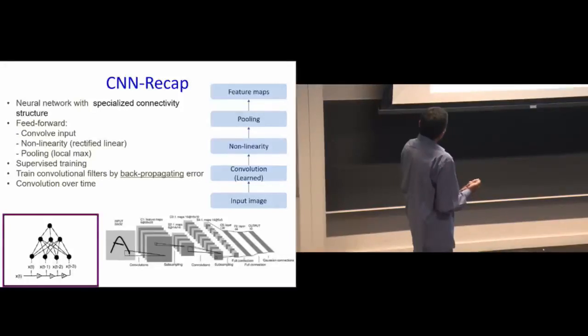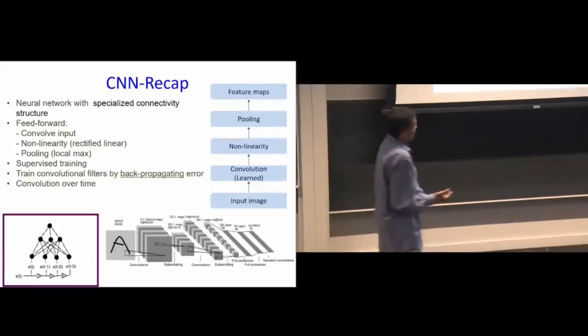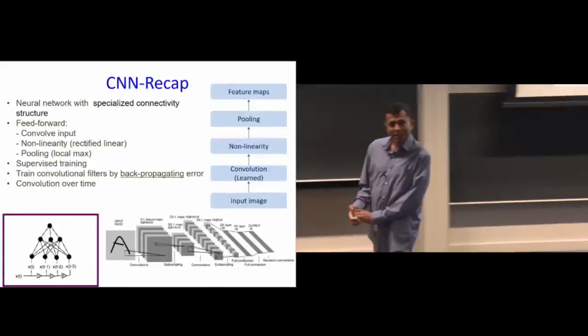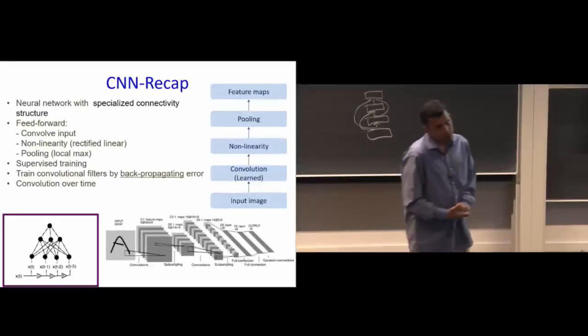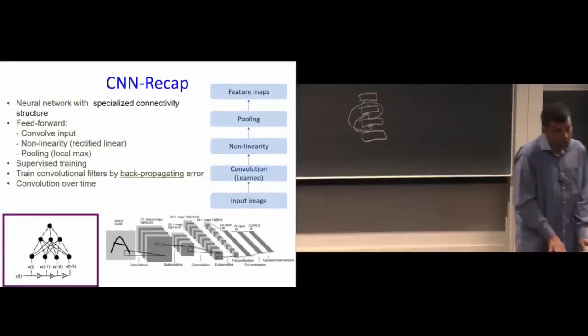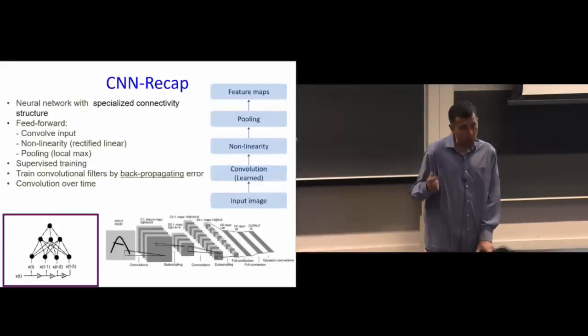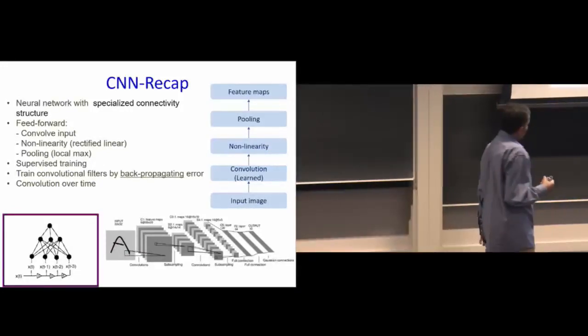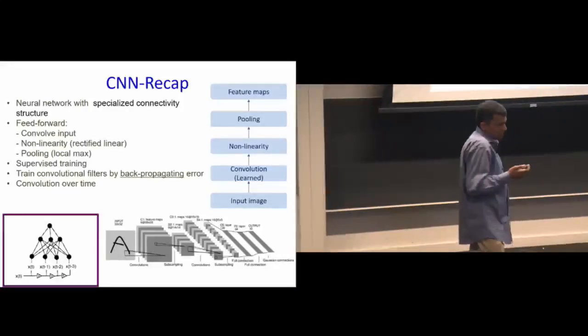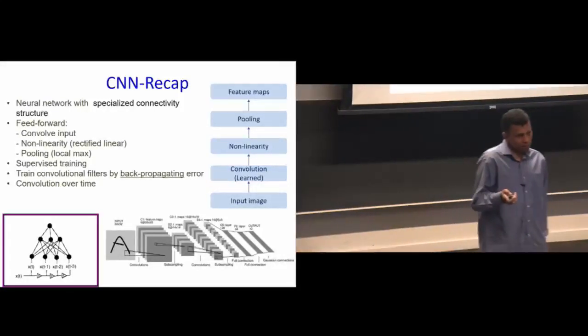But here's the summary. A neural network with specialized connectivity structure. That's what a CNN is. It's feed forward. The input is processed in a convolutional manner. You have a standard nonlinearity and pooling. That's the structure. The training is supervised and is done through backpropagation.